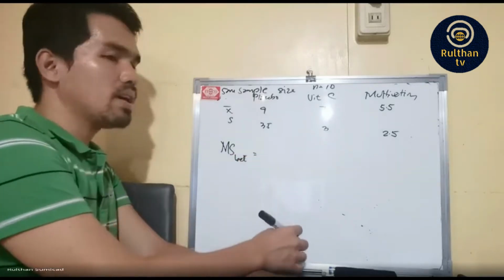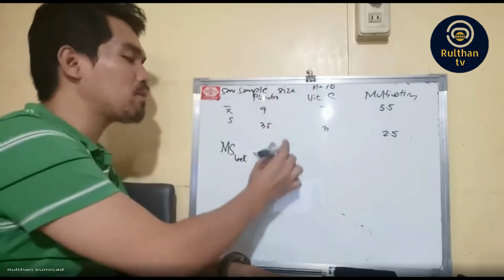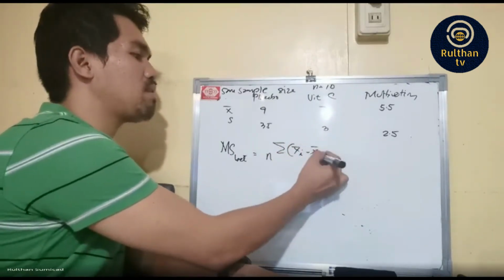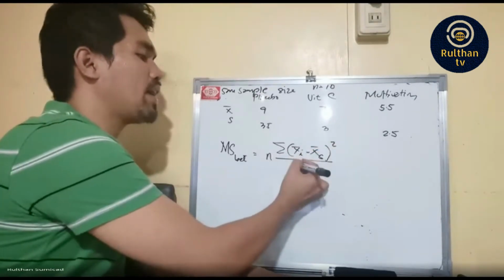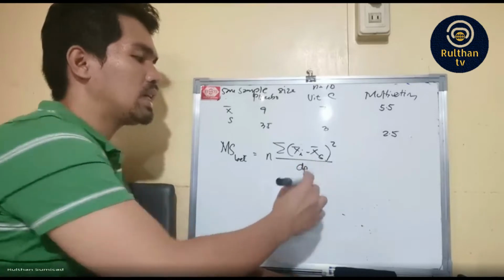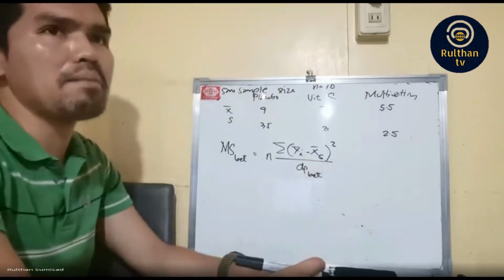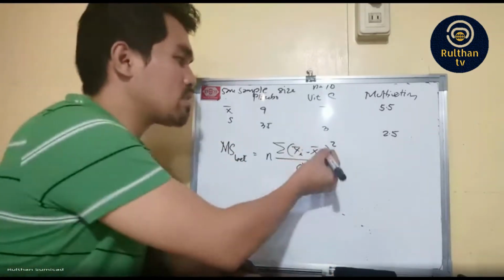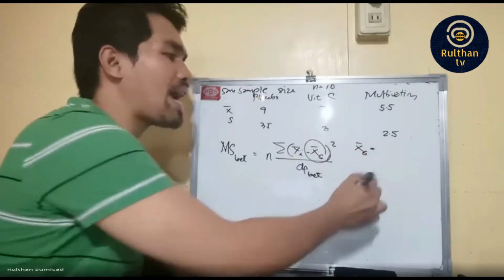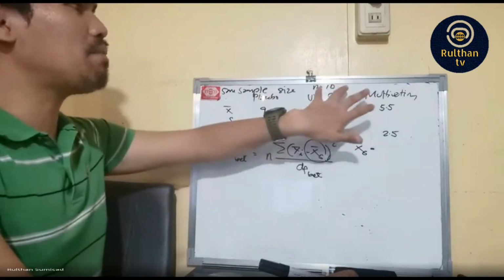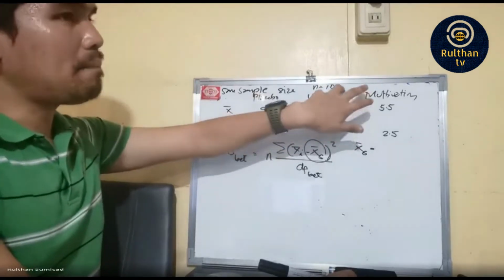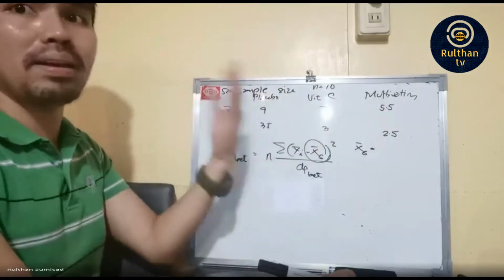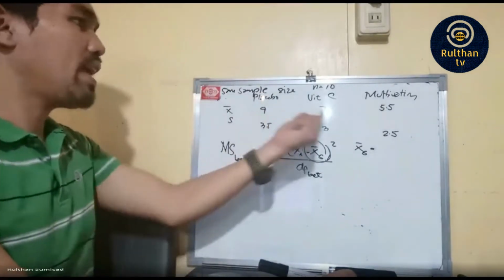For the MS between, since it's the same sample size, our formula is n times the summation of (x bar i minus x bar G) squared, divided by df between. Df between is simply k minus 1. First, we need to get our grand mean. For x bar G, the grand mean, since these are coming from the same sample size, we can simply get the mean of all three, add them all together, divided by 3. That's just as simple as that, because they have the same sample size.